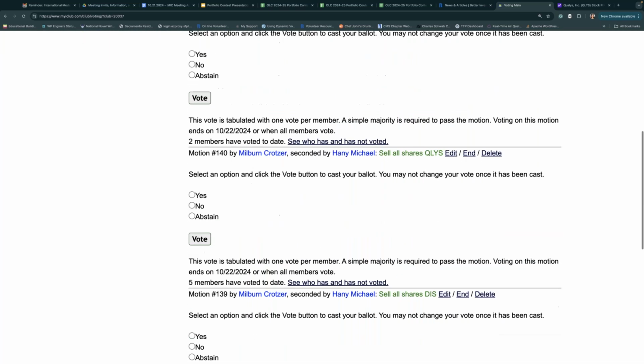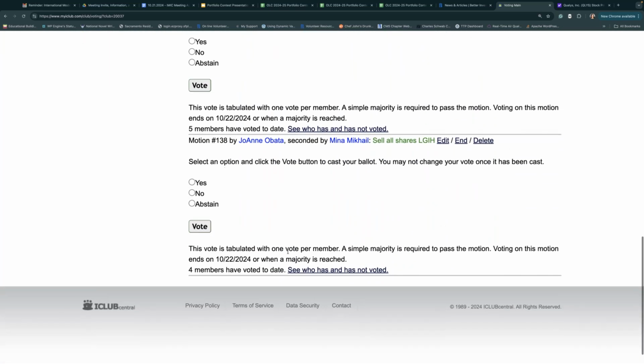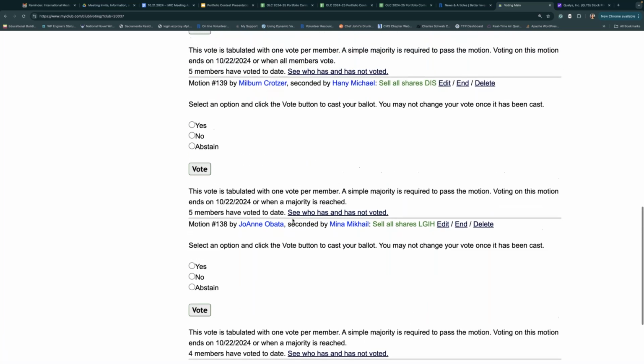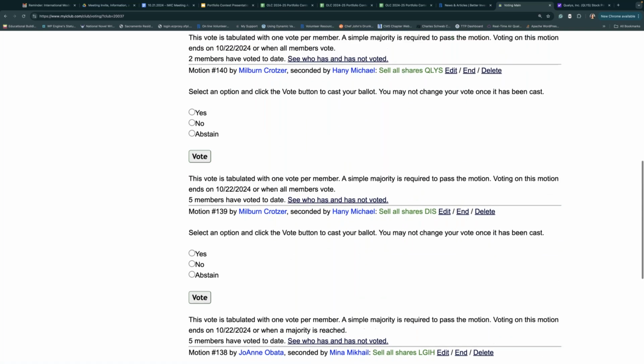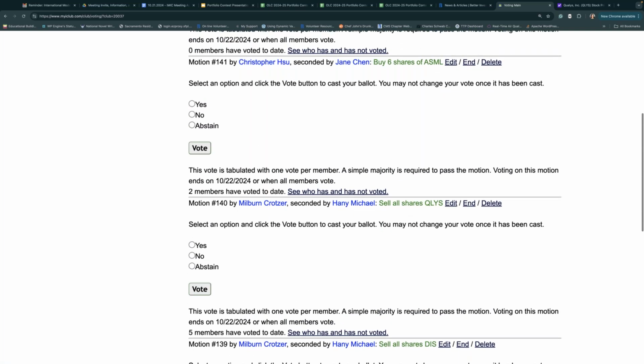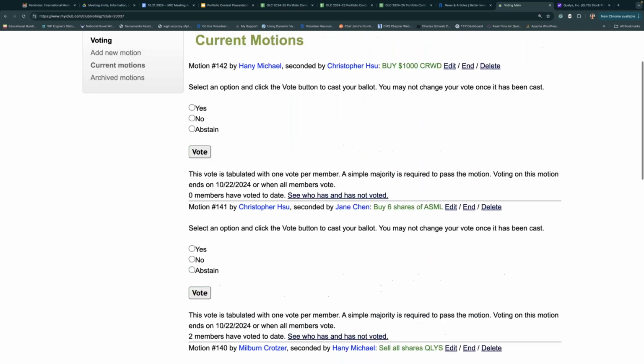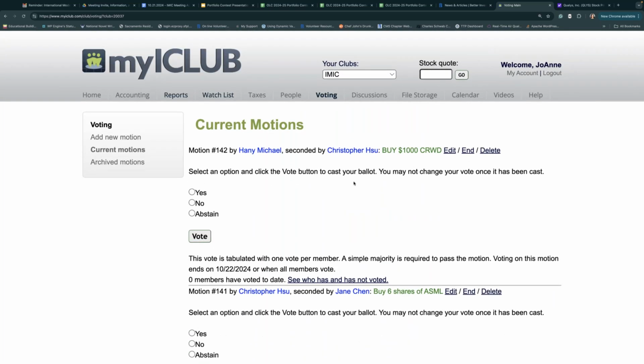Okay. So wow, we were very active this month. We have a motion to sell LGIH, a motion to sell Disney, a motion to sell QLYS, a motion to buy more shares of ASML and buy more shares of CrowdStrike.